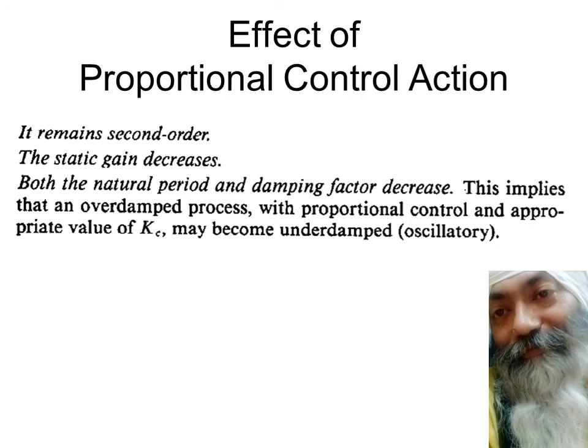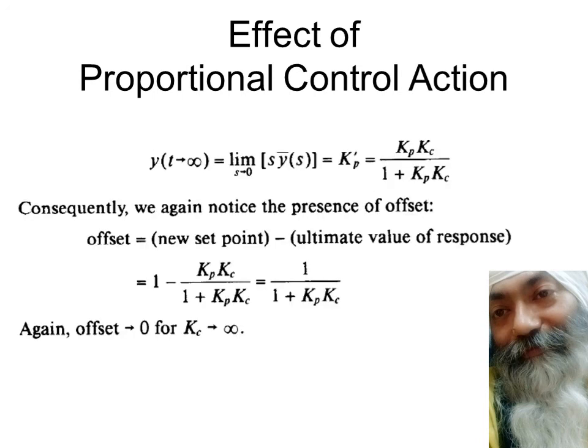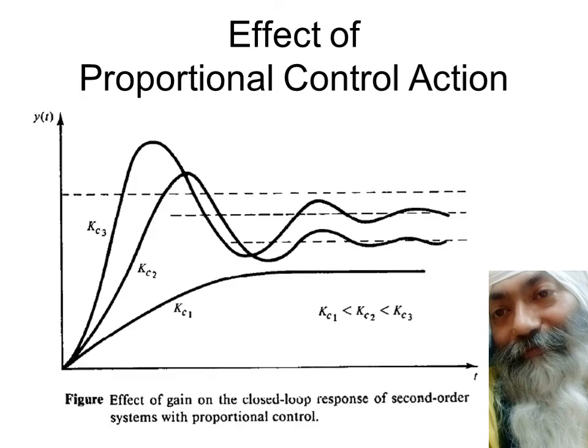And if you see visually, we're not going into much detail, we see if we give a step change to this kind of system, in the regulatory problem let us say, that the final value comes out to be K dash P, which is given by this expression. It's quite similar to what we had done earlier, and again you see that it fails to remove the offset. It's a mere repetition of what we had done earlier, which will be 0 only at Kc equal to infinity. This is the overall effect of the proportional gain.